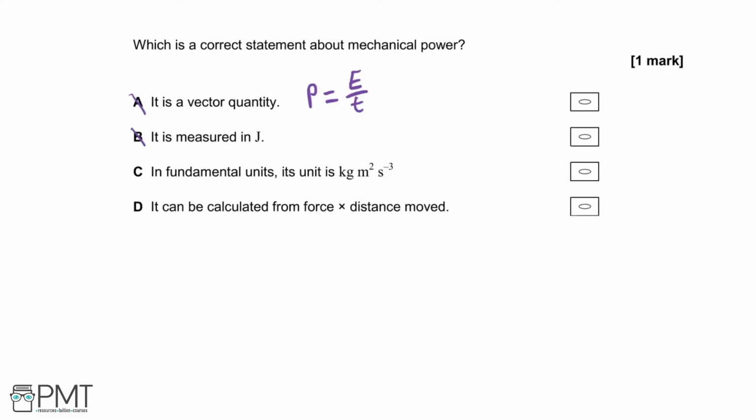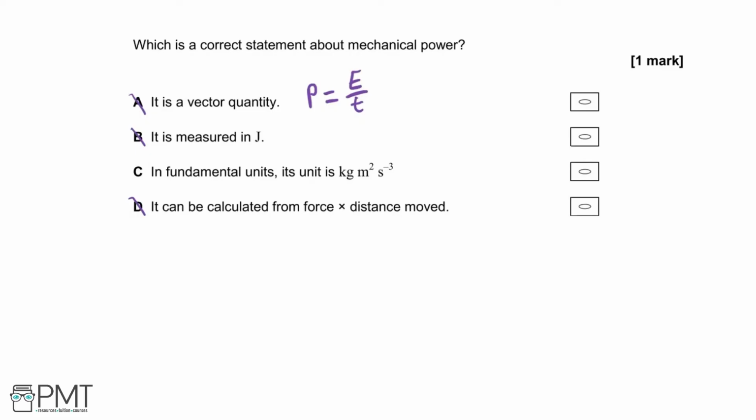Option D, it can be calculated from force times distance moved. Well, actually, that's how to calculate work done. We're actually going to use that in working out option C. So D is also incorrect. So let's just prove that C is definitely correct.